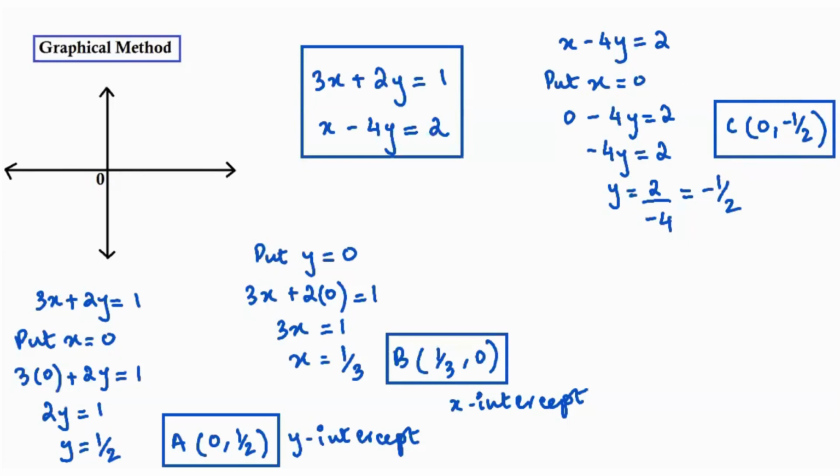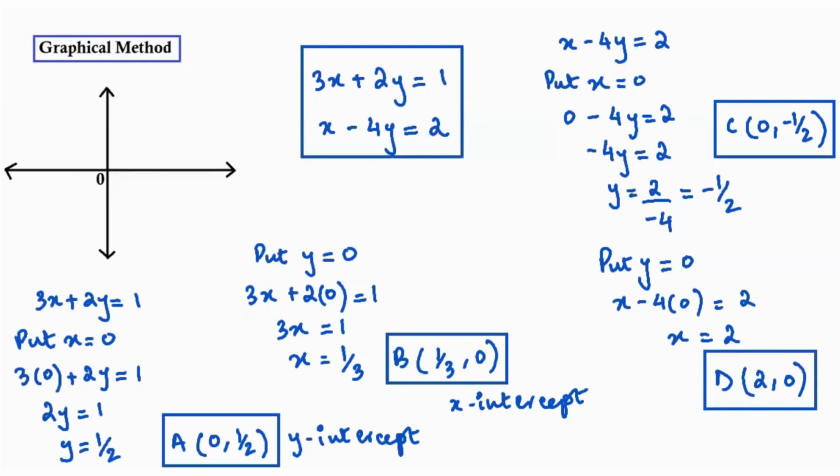And then for the x-intercept of the second equation, we put y equals 0. So that's going to be x minus 4 times 0 equals 2. X equals 2. So that means the x-intercept for this one is going to be 2, 0. So we have these 4 coordinates. Let's plot these now. So for the first equation, 0, 1 over 2.